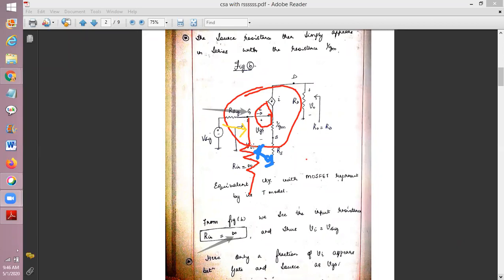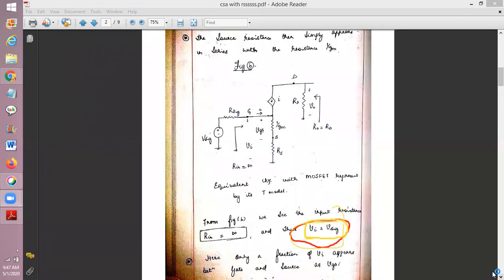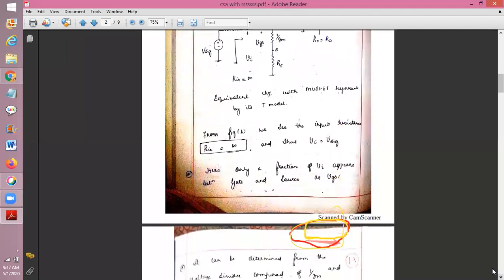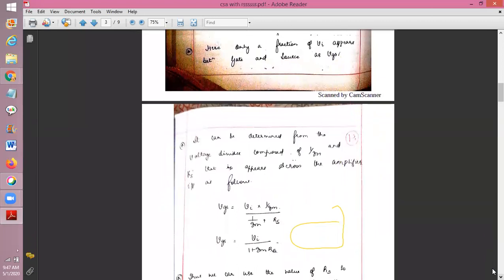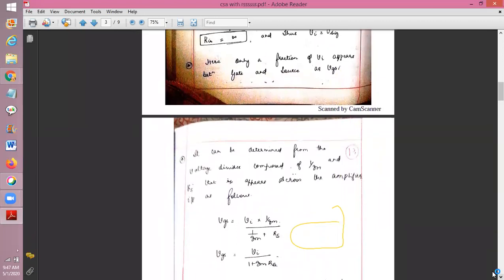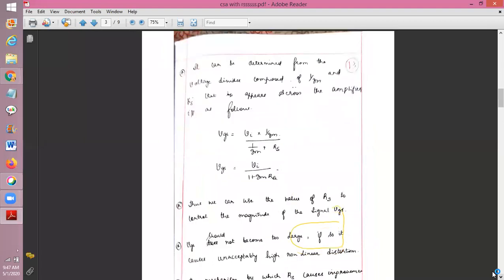When RG is high or infinity, this behaves like an open circuit. Please erase this. The input voltage Vi with respect to ground will be equal to V signal. Mark this: Vi will be equal to V signal because the input impedance is very, very high. Very, very important. Next, we have to find the other parameters.